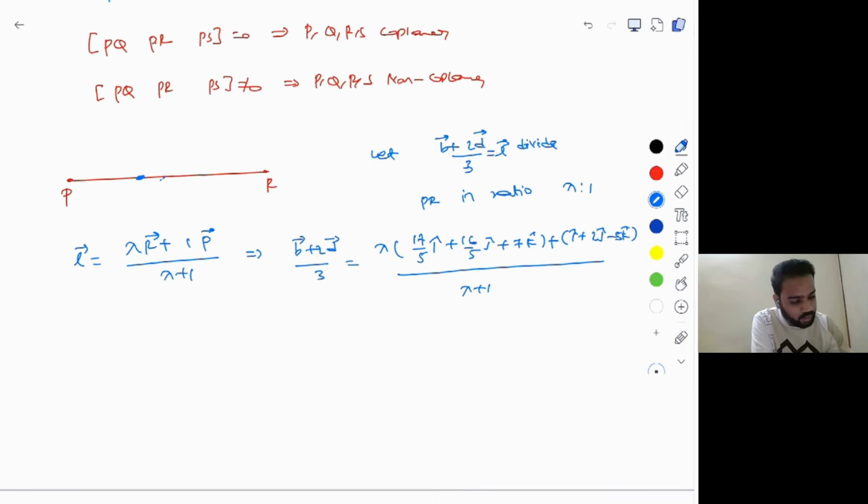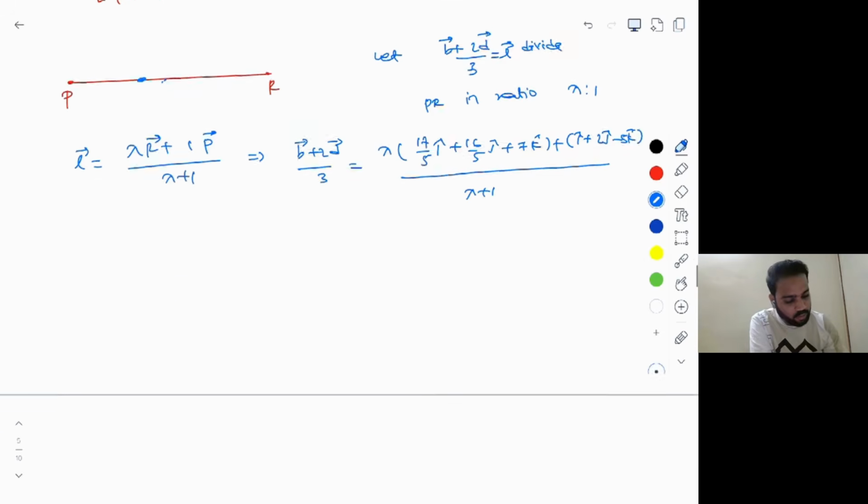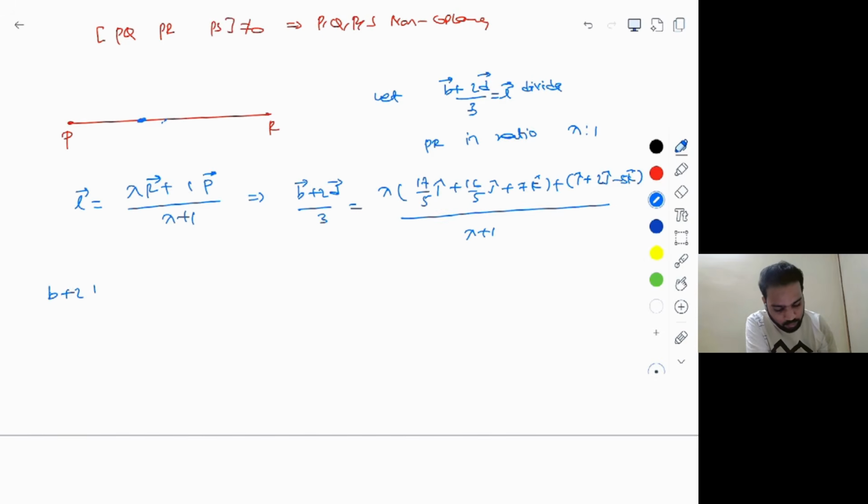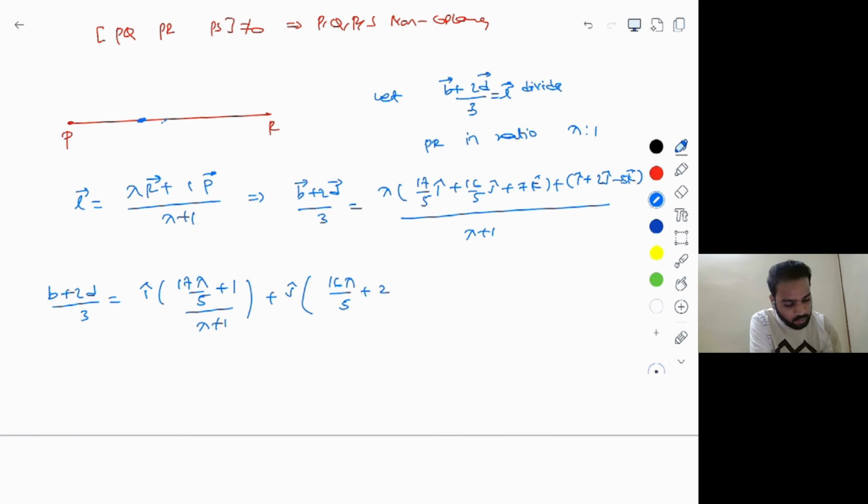Now clearly you can solve this equation on both sides, right? So what we can do is, on the left hand side we have B plus 2D divided by 3, equal to the right hand side. If you separate the terms, i cap multiplied by 17 lambda divided by 5 plus 1 divided by lambda plus 1, and then plus j cap multiplied by 16 lambda by 5 plus 2 divided by lambda plus 1. Similarly, if you separate k cap from the right hand side, you get 7 lambda minus 5 whole divided by lambda plus 1.